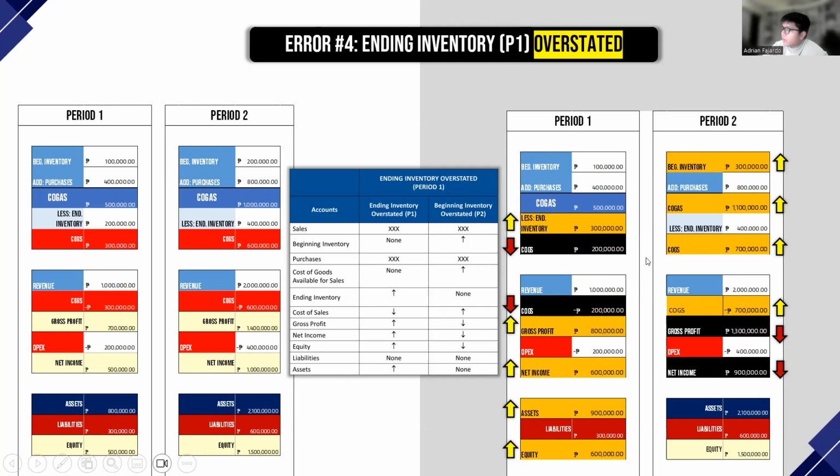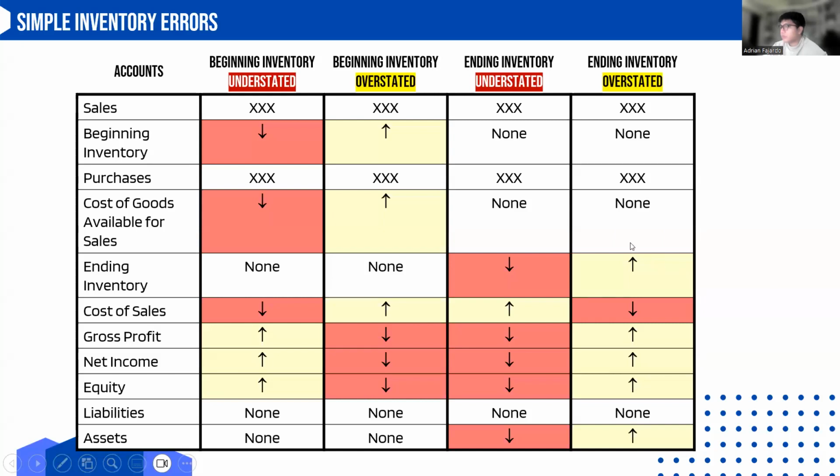So that is what will happen. In summary, this is what will happen if your beginning inventory is understated, and these are the things that will happen if your beginning inventory is overstated. Ending inventory can be understated or overstated, so there are two types. If you make a mistake in period 1 or period 2, there is only one effect, and it happens only in that period.